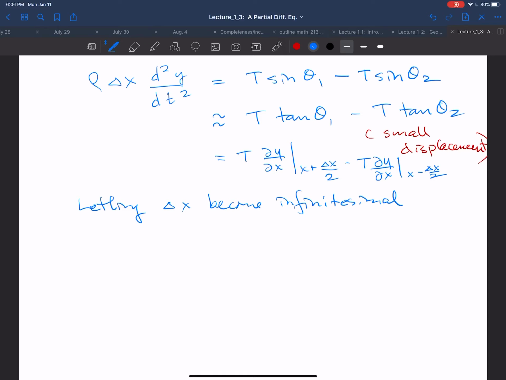And here we've essentially got the difference between two values of ∂y/∂x at points separated by a distance Δx. If we divide that by Δx and let Δx go to 0, we're taking the derivative of that quantity, so we're going to get a second derivative of ∂y/∂x on the right-hand side. So what we'll end up with is rho times ∂²y/∂t². I should have been writing that as a partial derivative.